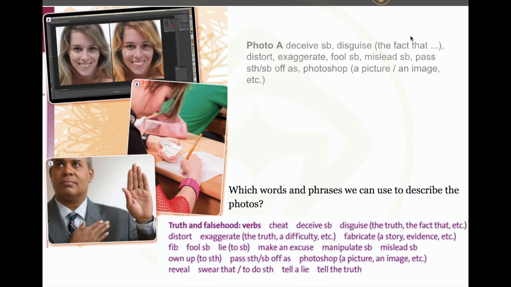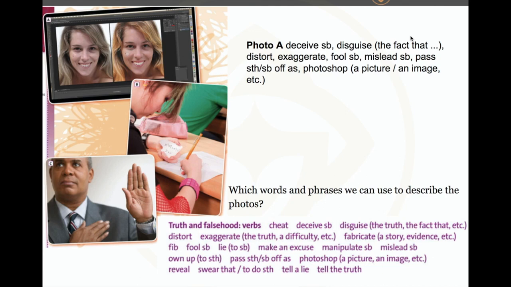Okay, photo A. So in photo A, we can use to describe it like deceiving the people. If this were an actress or like a popular famous person or a model, this would be deceiving, yes, or disguising the fact that. So I said disguising means скрывать, or how to say, искажать. So distort is like a synonym of the word disguise, but this means искажать. So to give the truth in another way. Okay. Exaggerate. Yes, she is exaggerating some details, really.